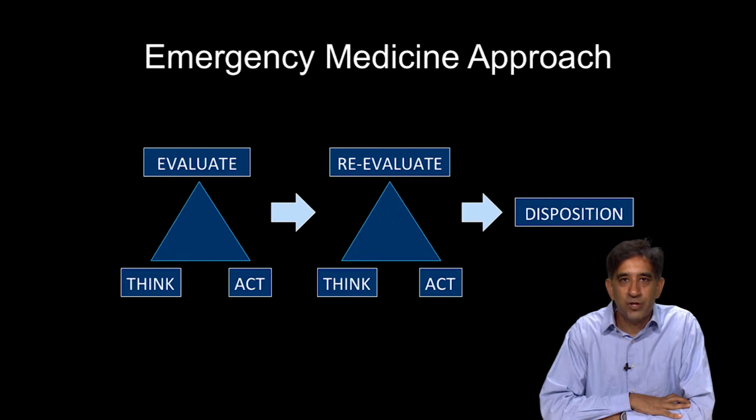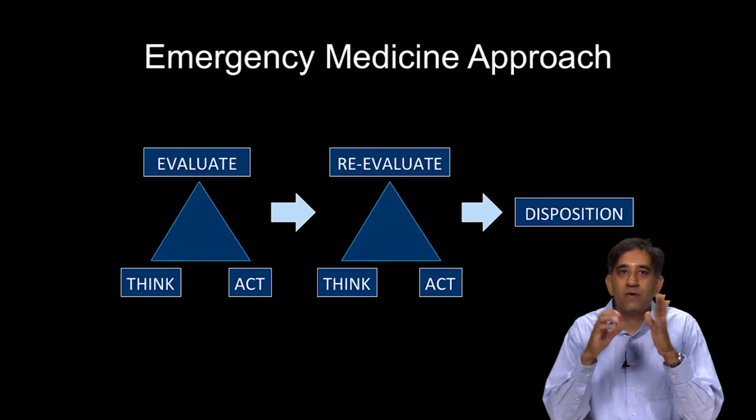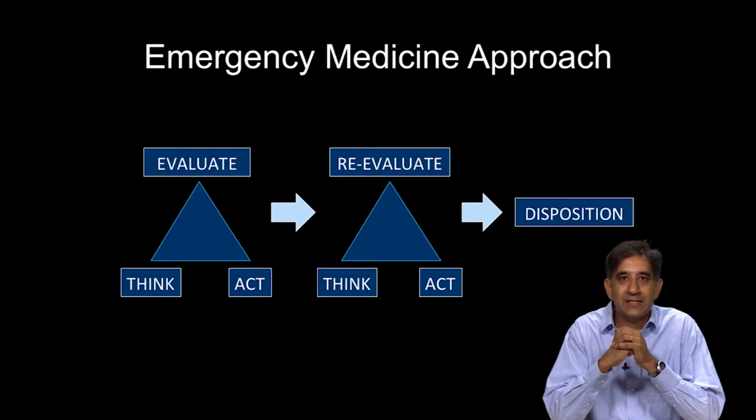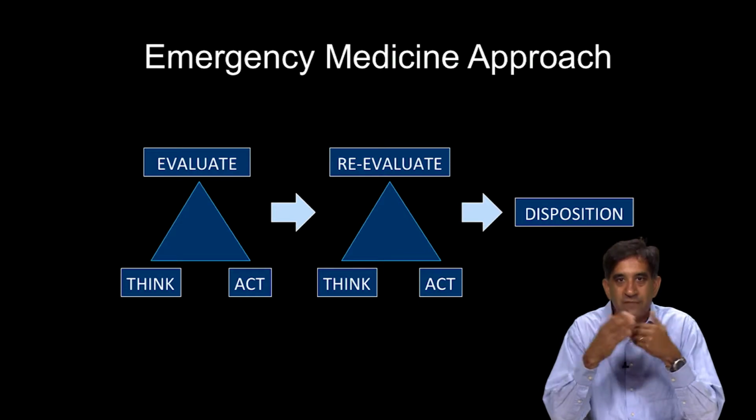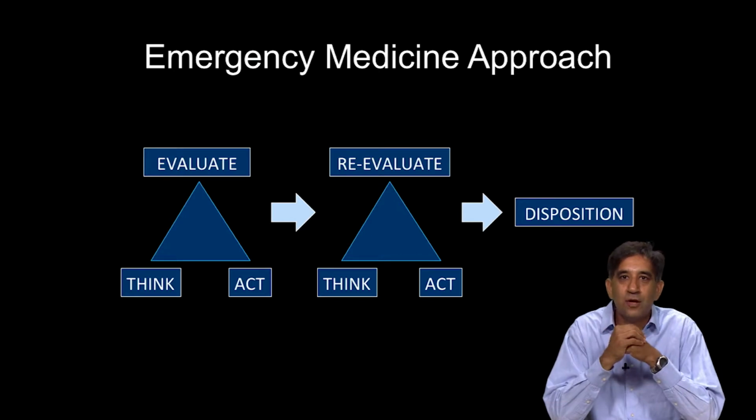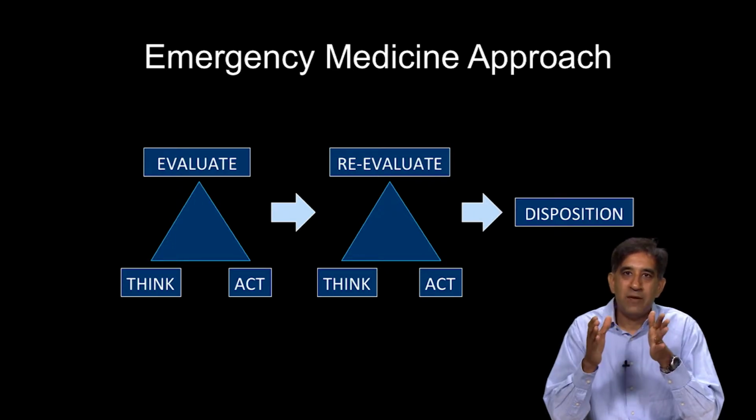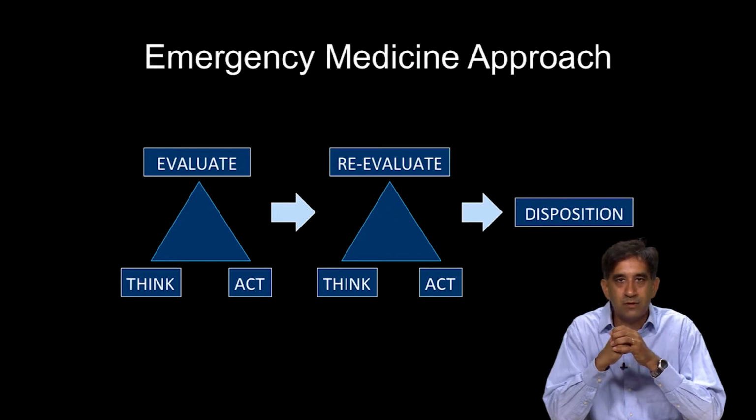And if we think about the big picture in terms of the emergency medicine approach, once we've finished that initial evaluate, think, and act, the next step is to reevaluate the patient and see what our actions did for the patient, think again, and then act. And we keep repeating this cycle until we have gotten enough information where we can determine a final disposition for the patient. And that disposition may be the operating room, it may be the ICU, it may be admission to the hospital. In some cases, it means keeping the patient in the emergency room for a little bit longer. And in some cases, that disposition is to the patient's own home.